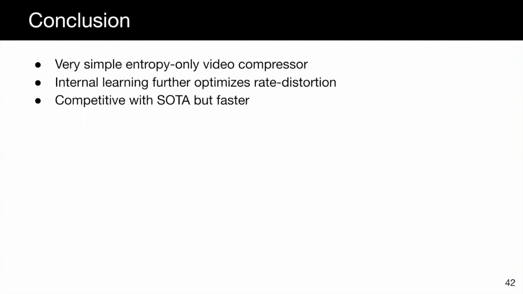In summary, we presented a novel video compression method that is very simple and only models the conditional entropy between frames. We show that internal learning can be used to further optimize rate distortion without affecting decoding. Our approach is competitive with the state of the art while being faster.